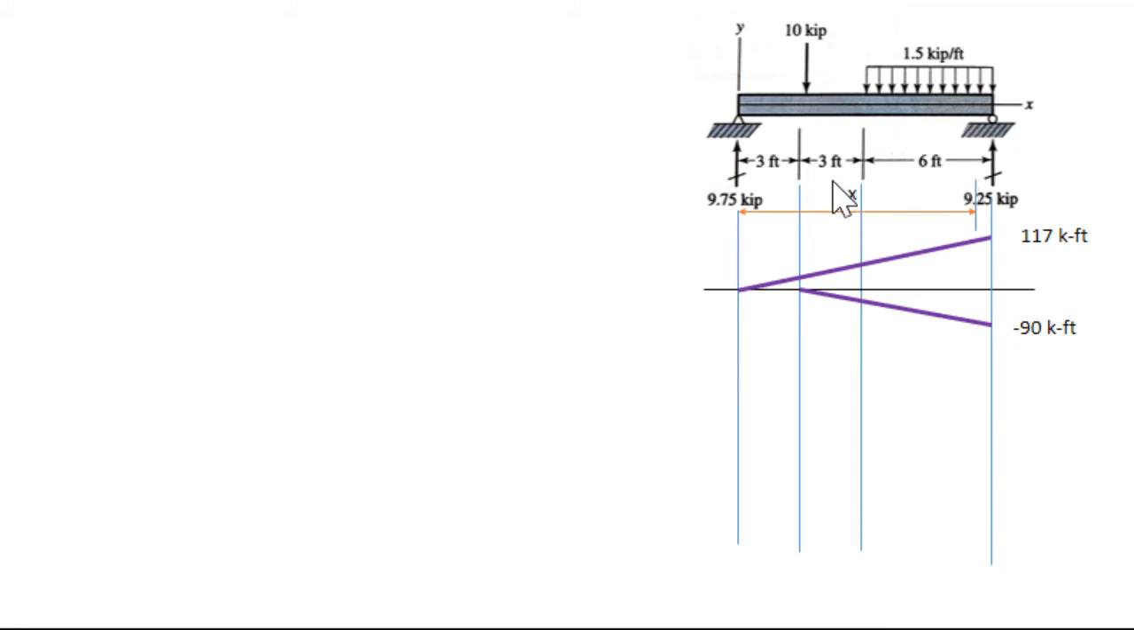It is here 9. So 10 multiplied by 9, this is 90, and this is minus 27 kip-feet. This is your moment diagram by parts that you can draw.